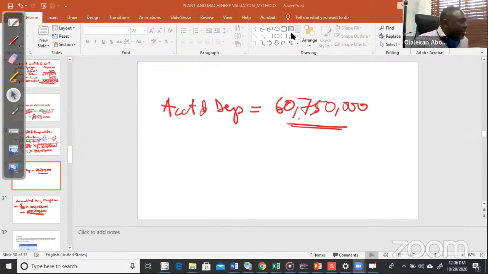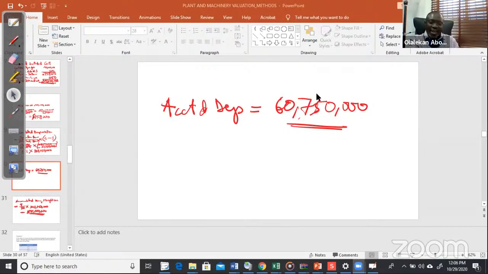Yes, sir. The intensity of use. Yes, the intensity of use. The hours relate to how the asset is used. Straight line method does not recognize that intensity of use. You can see how hours of production has come to address the drawback in the straight line method.